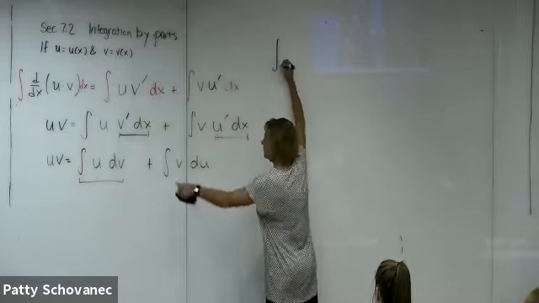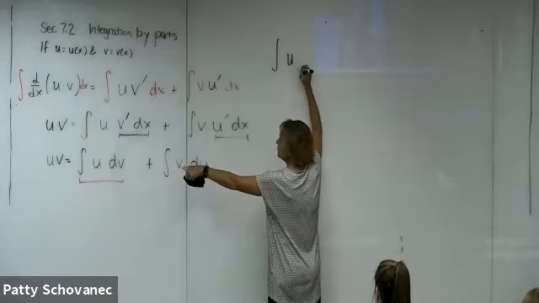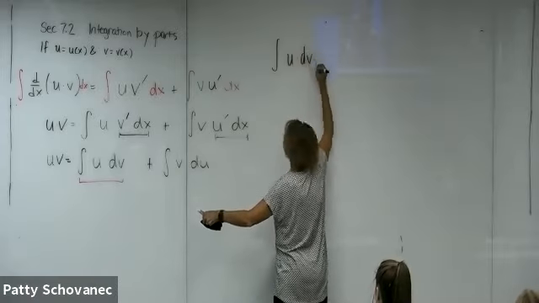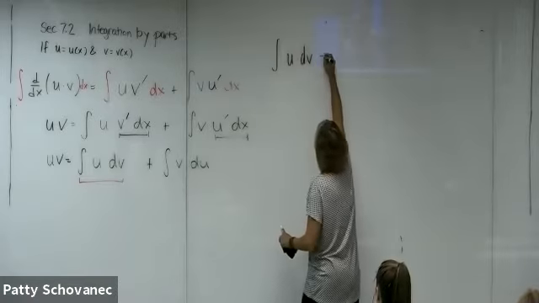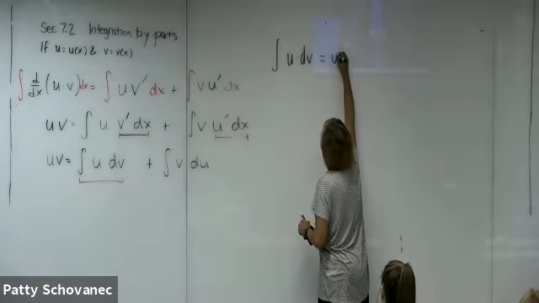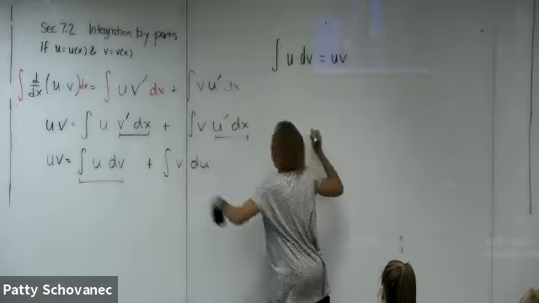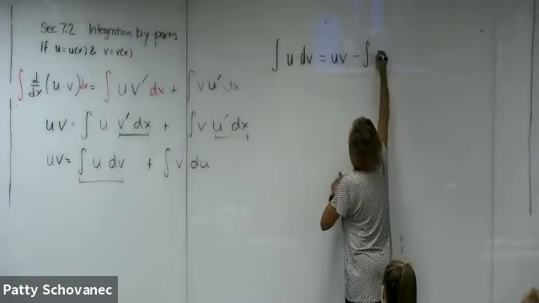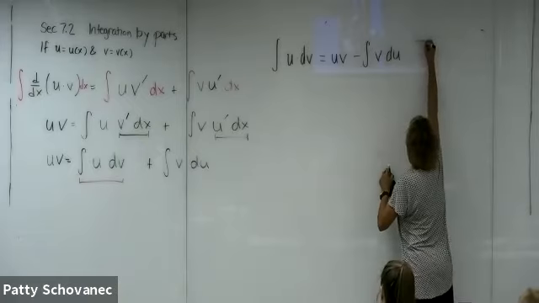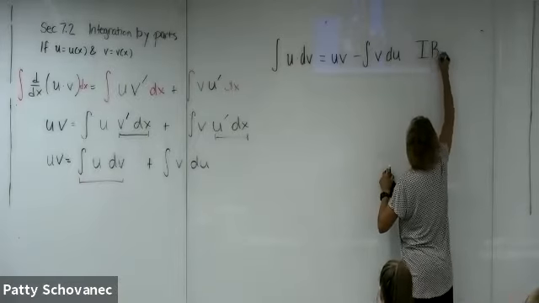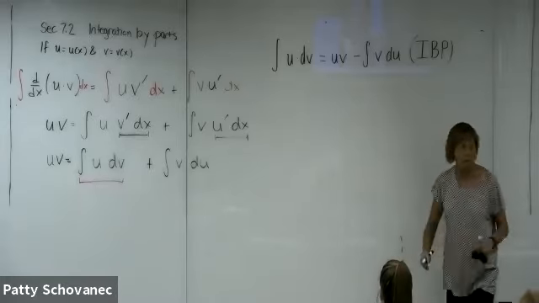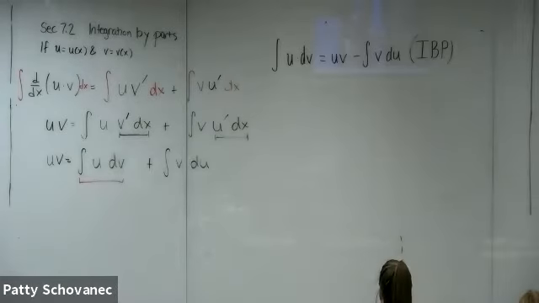It says, if you want to integrate some function whose derivative you know, that would be the du, times some function whose antiderivative you know, which would be the v, then you will get uv. And then I'm going to move that to the other side. So minus the integral of v du. Instead of writing integration by parts out, I'll just write IBP, because everybody who's anybody knows what IBP means, and now you're in the group.